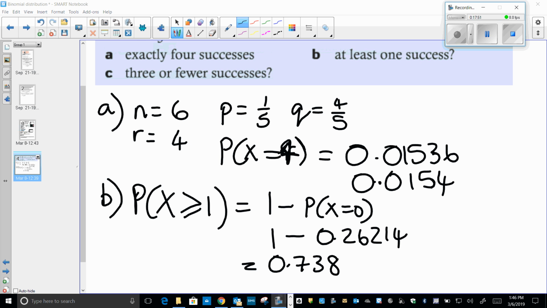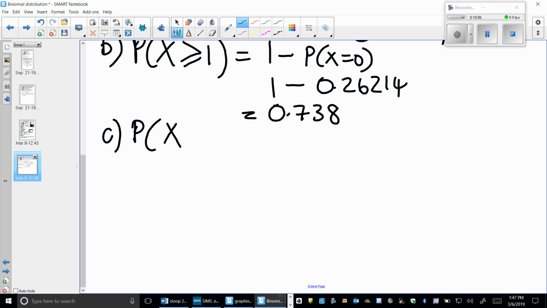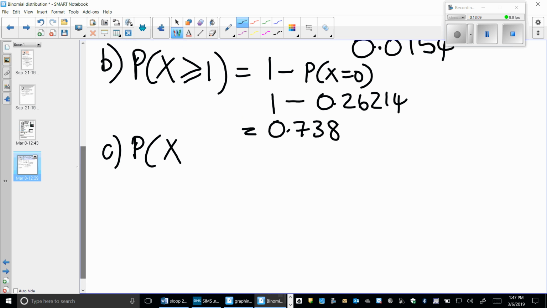All right, so there we get those answers. Okay, so last one for this little bit. It says we want 3 or fewer. So C would be P(X less than or equal to 3). Now we can put it in the calculator. What's our limit? Are we going to use the P or the C? The C, and we're going to use 3 as our value.